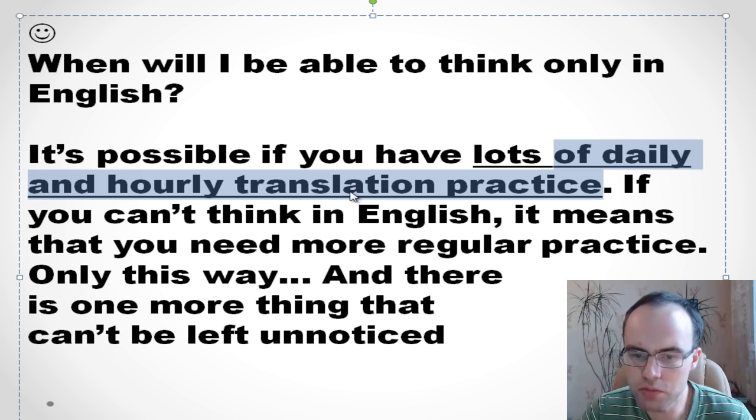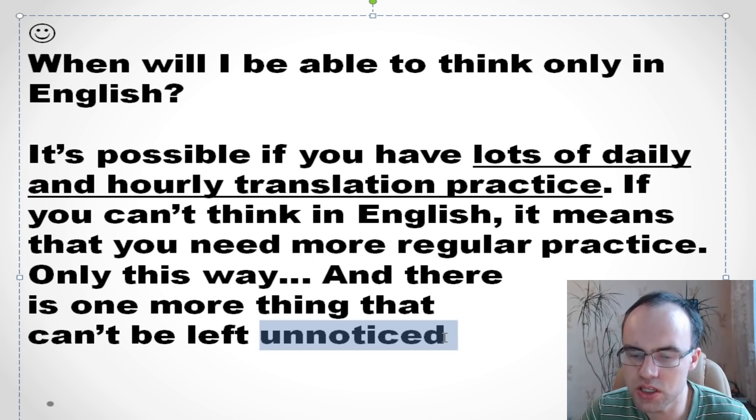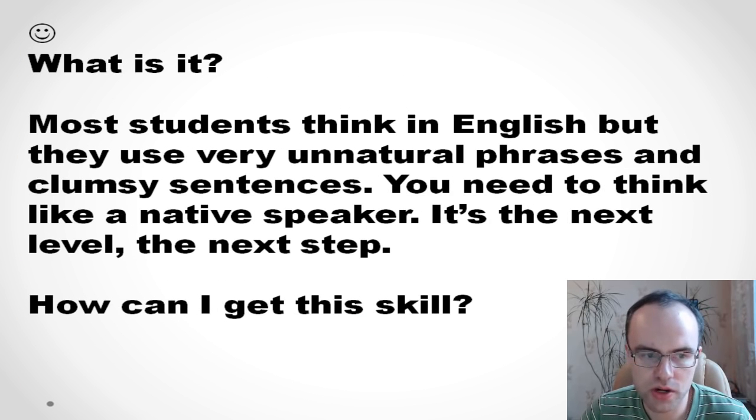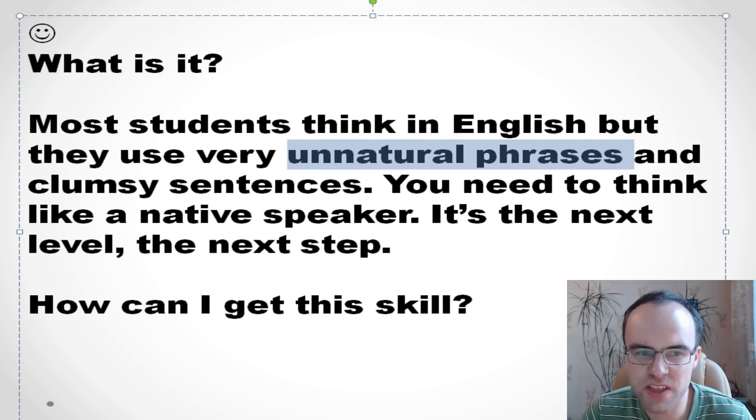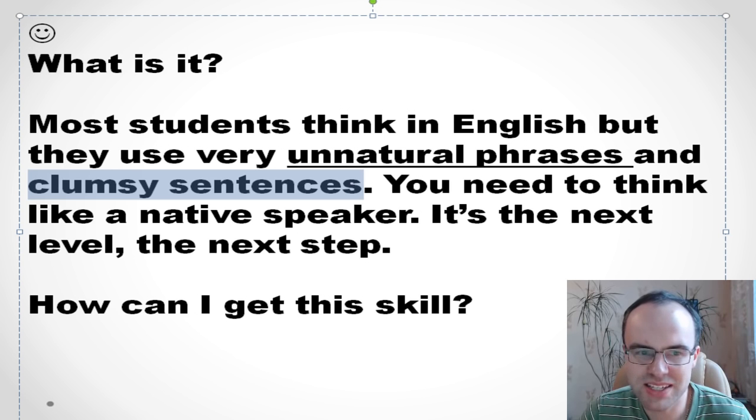Only this way. And there is one more thing that can't be left unnoticed, that can't be ignored. I know that people often fail to notice it, but we need to pay attention to this fact, okay? So what is it? Most students think in English, but they use very unnatural phrases, not really good. Native speakers don't speak this way. And clumsy sentences. Clumsy means also unnatural. They think that it's right. Maybe other people will understand, but it isn't correct. It isn't spoken this way in America or England.